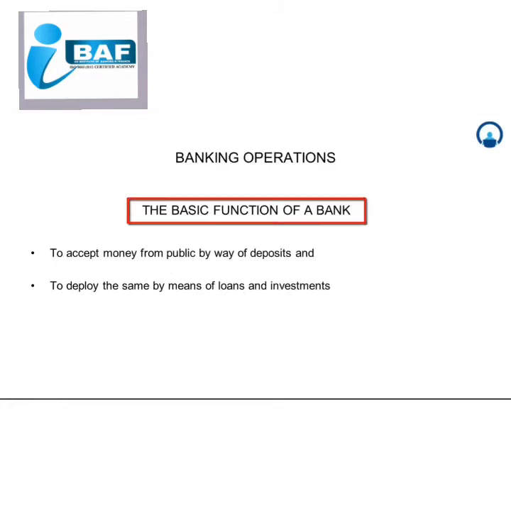The basic function of a bank is accepting money from the public by way of deposits and deploying the same by means of loans and investments. Apart from this function, bankers render a variety of services to their customers like providing locker facility, keeping articles in safe custody, collecting bills, checks, and so on. While doing so, different types of relationships are created between the banker and customer depending upon the nature of services rendered. Now we will see what are the requirements to be called a bank.